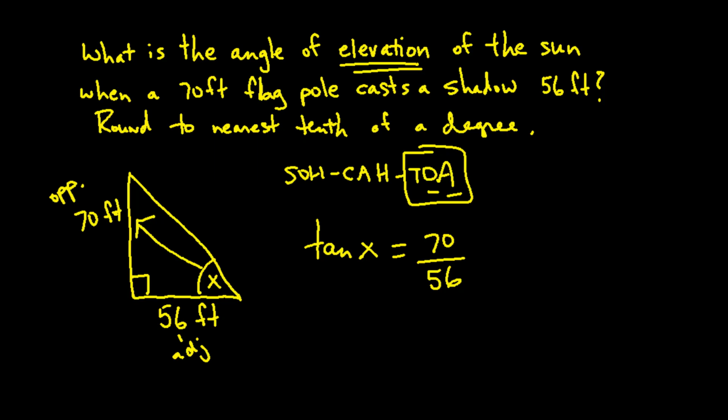So how do we find x? To get x alone, we will do tangent inverse of both sides of the equation, and you could put that into your calculator. X equals 51.3 degrees.